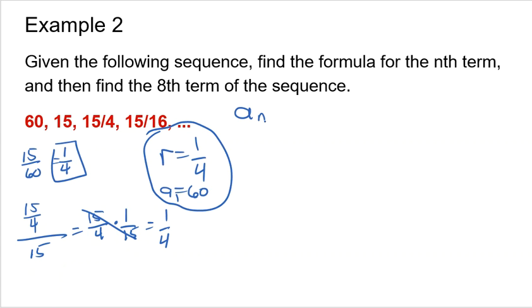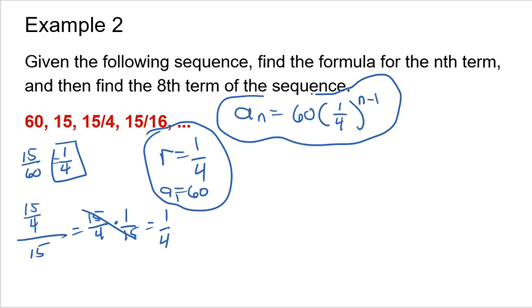So any term I want is going to be the first term, 60, times r, which is 1/4. So I'm actually not going to write r, I'm going to write 1/4. The common ratio is 1/4 raised to the n minus 1. So there is the formula. And they also had a follow-up that they wanted me to find the 8th term. So to find the 8th term, I'm going to plug in 8. So I get 60 times 1/4. Now you could write 8 minus 1, or that's pretty easy math to do in your head. 8 minus 1 is going to be a 7 there. And again, definitely going to want to grab my calculator here. So 60 times 1/4 raised to the 7.